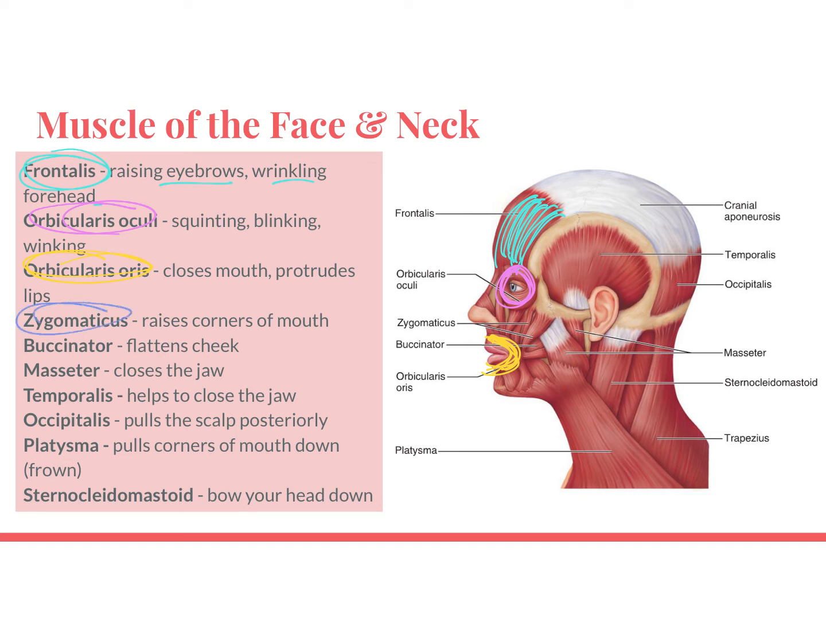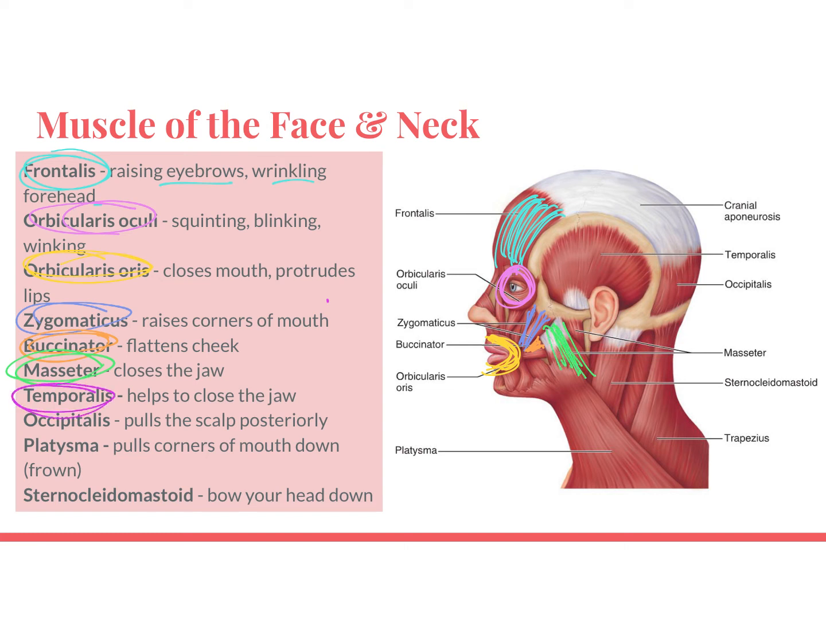Okay, next we have the zygomaticus, which is the smiling muscle. That is nicknamed the smiling muscle because it raises the corners of your mouth in a smile. All right, we have the buccinator. The buccinator helps to flatten your cheek. If you remember, buccal from our anatomy language terms also meant cheek. So that's nicknamed the whistling muscle because it helps to flatten your cheek as if you were whistling. All right, next we have the masseter, the chewing muscle that helps to close your jaw.